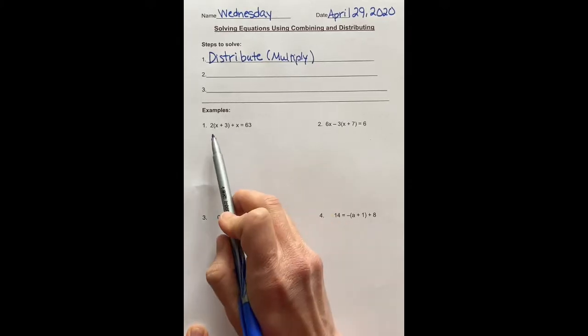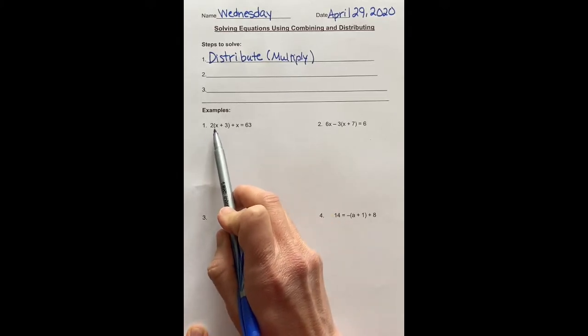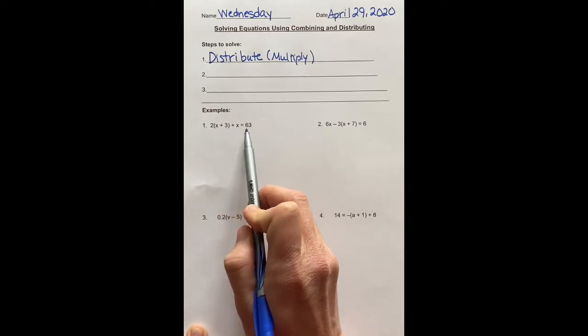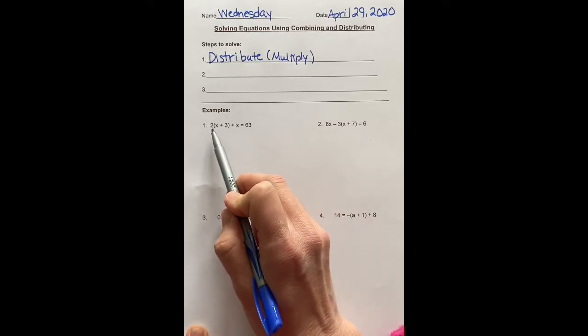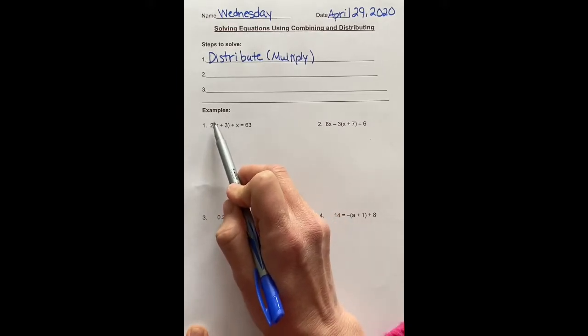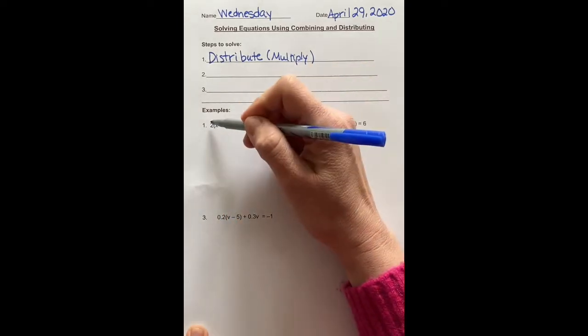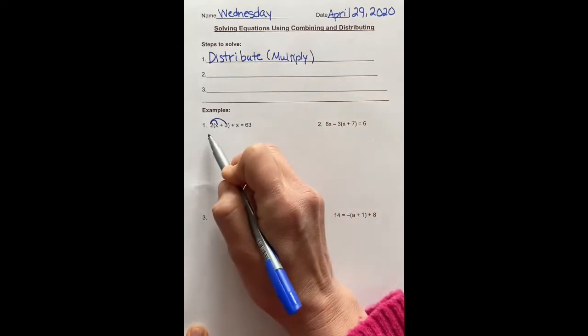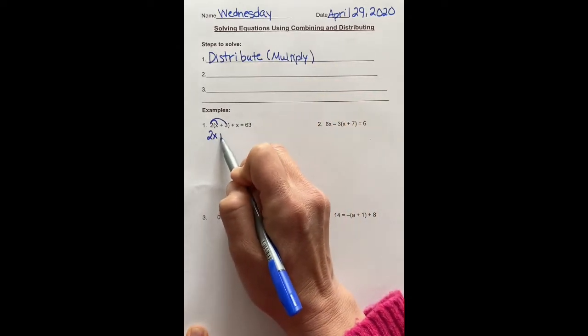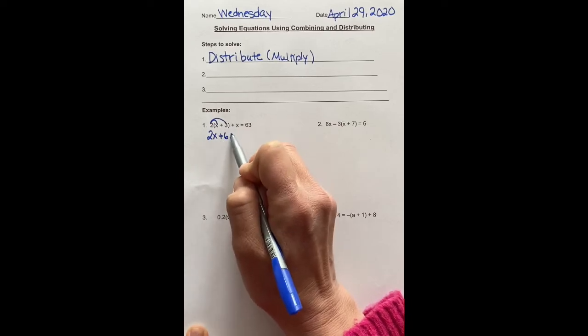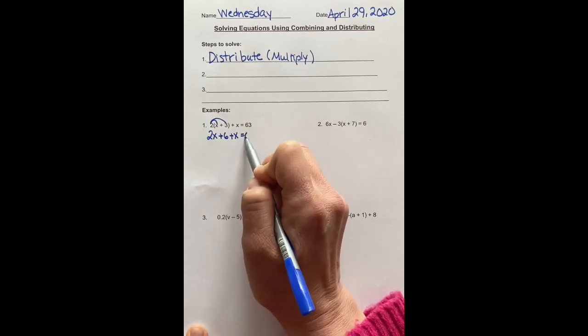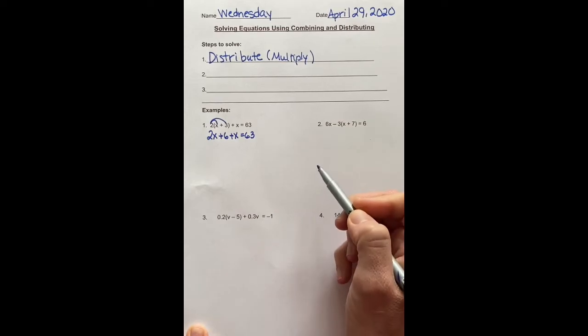So if I look at question number 1, I have 2 times x plus 3, plus x, is equal to 63. If you notice, that 2 is multiplying with the x plus 3, so I need to make sure that I apply the distributive property. So the 2 would multiply with the x, the 2 would multiply with the 3, and that would give me 2x plus 6, because remember it's multiplying with both. I bring down my plus x equals 63.